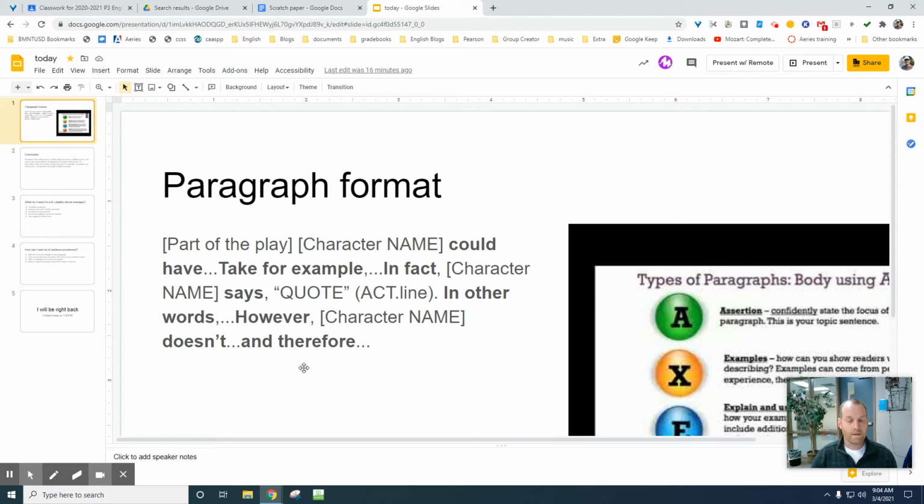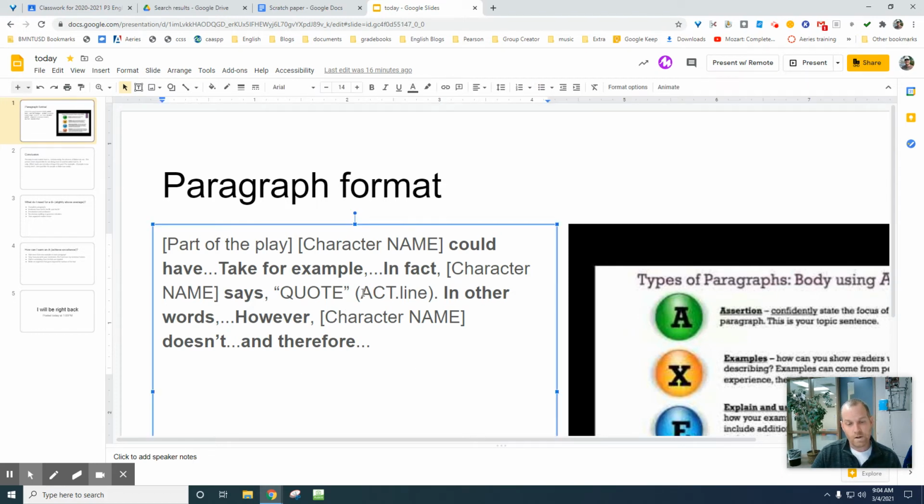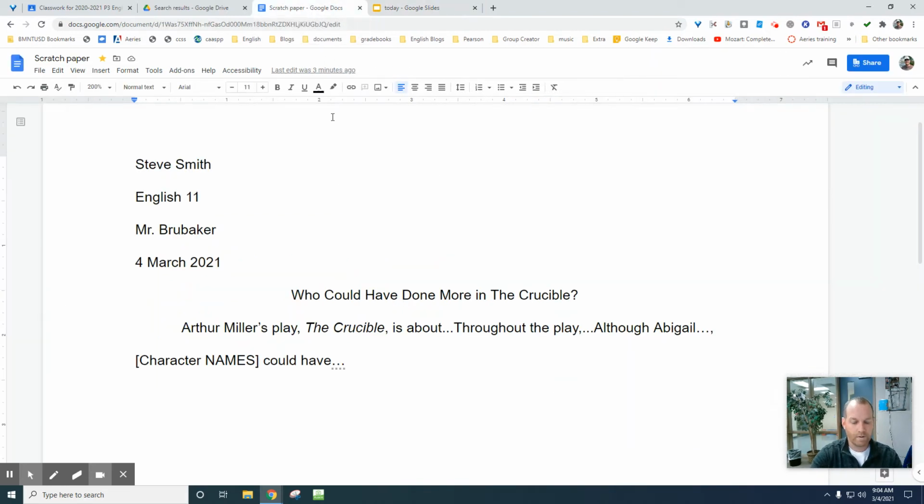Let's just maybe look at what this would look like here, especially this part, right? When you do the quote, it says act and line. So what exactly would that look like? So it says part of the play and character name. Let's start off a sentence together. Okay, so it's a part of the play. So I'm starting off in Act, and we use Roman numerals. We're going to do 2 I's in Act 2.